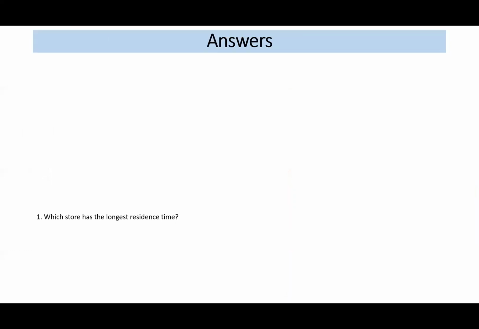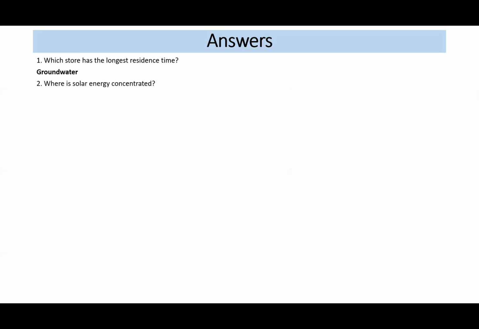So number one, the longest residence time. Where is water stored for the longest? Well, it's groundwater. You can have ancient groundwater that's been there thousands and thousands of years. Solar energy is concentrated in the tropics, near the equator, where the energy from the sun is greatest. The type of rainfall is called convection. That's when hot air rises, turns into big storm clouds, and it rains. Convection, caused by warm air rising.